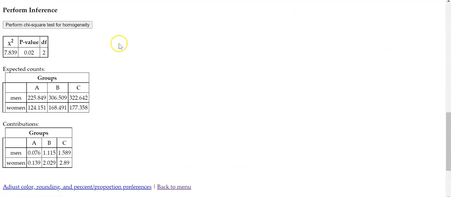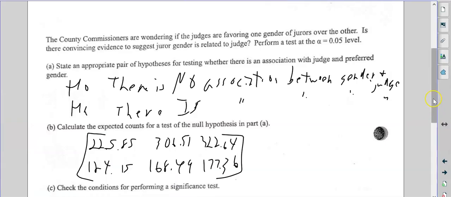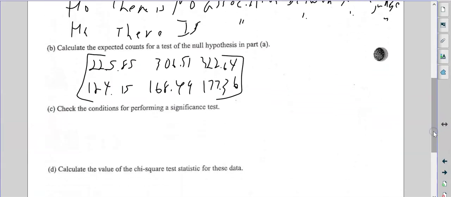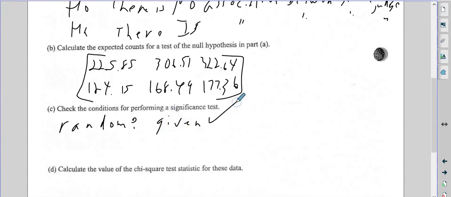So that comes right off of here. So again, after you say perform chi-square test for homogeneity, you get your expected counts right here. You also get your chi-squared, and you get your p-value, okay? Which is really nice. All right. So I'm going to come back here to our paper, and it says check the conditions. Well, random, you betcha, given to us. So we hit check.